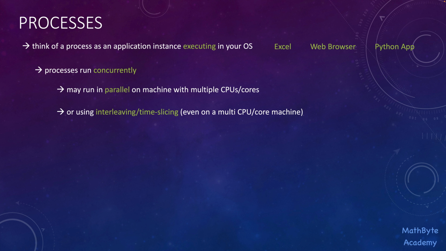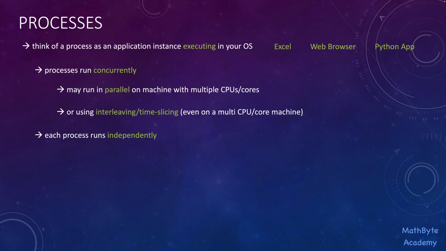Let's say that you have 2 cores on your machine or 2 CPUs, and you're running Excel, a web browser, and a Python app. Well, right, you can't possibly be running them in pure parallel mode, because you have 3 processes running and only 2 cores. So you're going to be time slicing somewhere as well. So very often that's what happens when we have multiple cores and multiple processes. They are running in parallel, potentially, but they're also running using interleaving or time slicing.